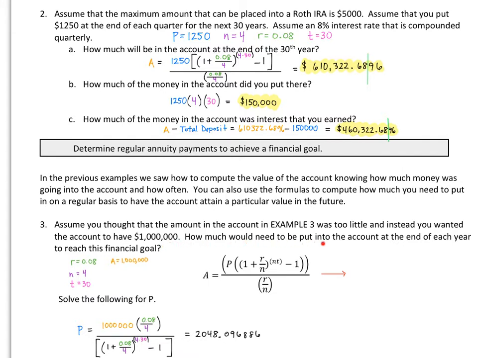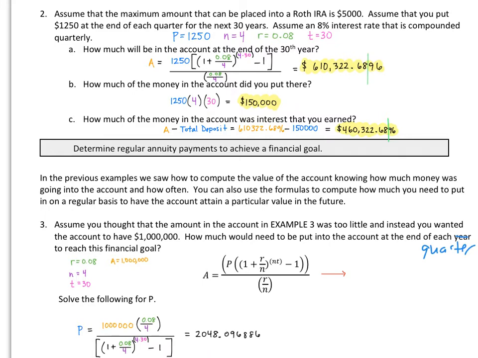So instead, you wanted it to have $1 million at the end of the 30 years. How much would we need to put into the account at the end of each year to reach this financial goal? Or it should really say at the end of each quarter. So let's fix that, because that's what our P value is going to be.